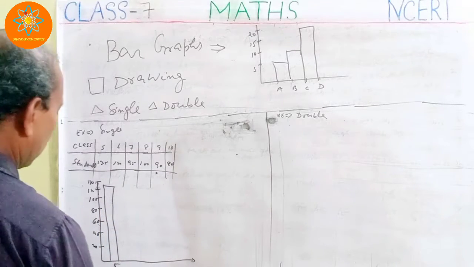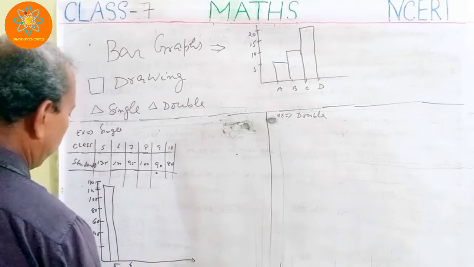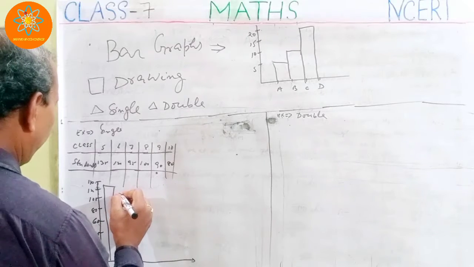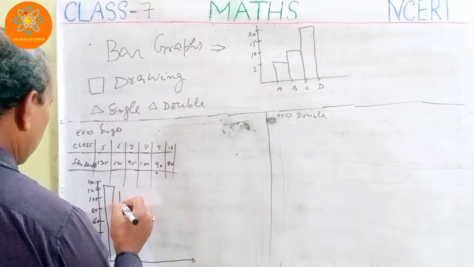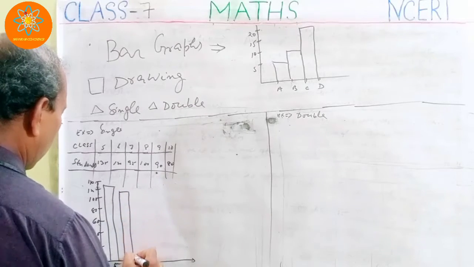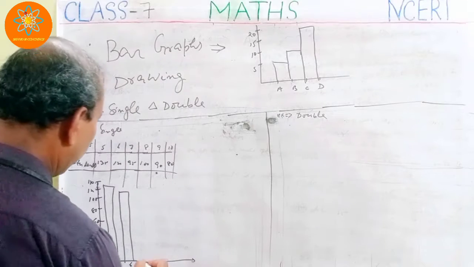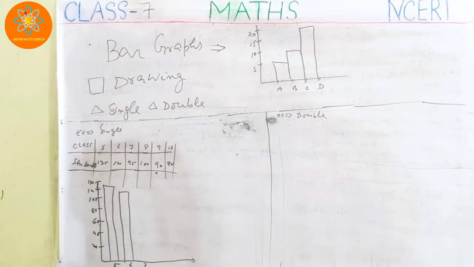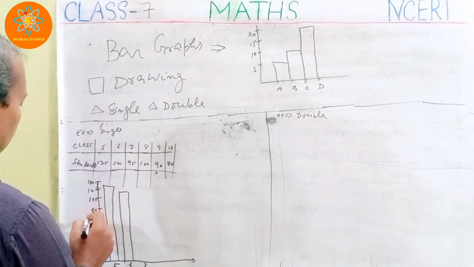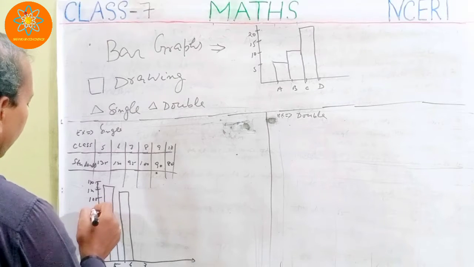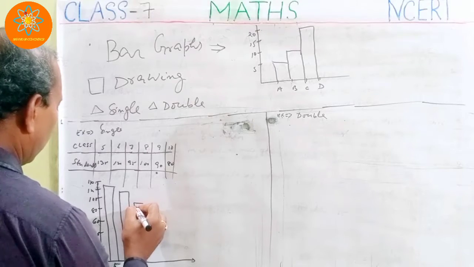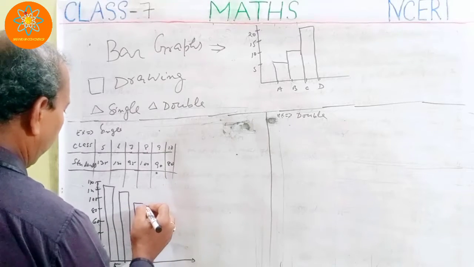Now come to the 6th class. In the 6th class it is 120. Now come to the 7th class. In the 7th class 95 is there. So 80 or 90, so slightly above 90. So it is 95.